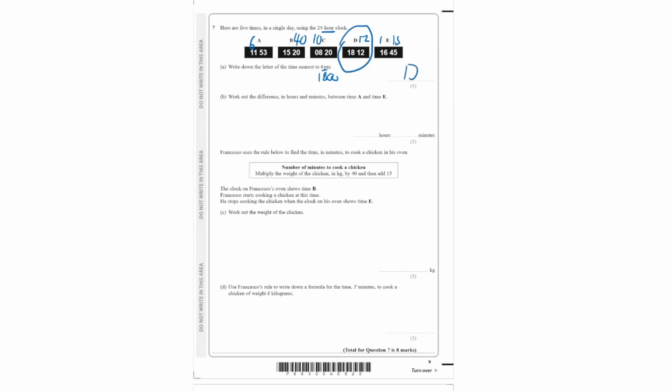Work out the difference in hours and minutes between time A and then time E. We can simply find this by subtracting time A from time E. But since we have two formats here, hours and minutes, we have to convert all hours into minutes, do our calculation, and return it back to normal. So we can see here, 1 hour is equivalent to 60 minutes. So 16 times 60 plus 45 minus 11 times 60 plus 53 should give us the total amount of time in minutes.